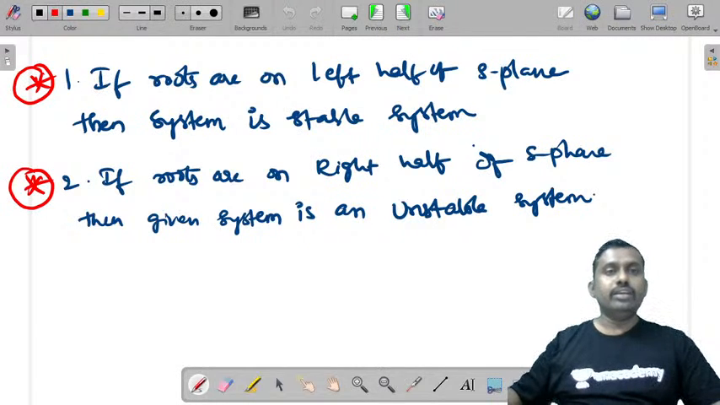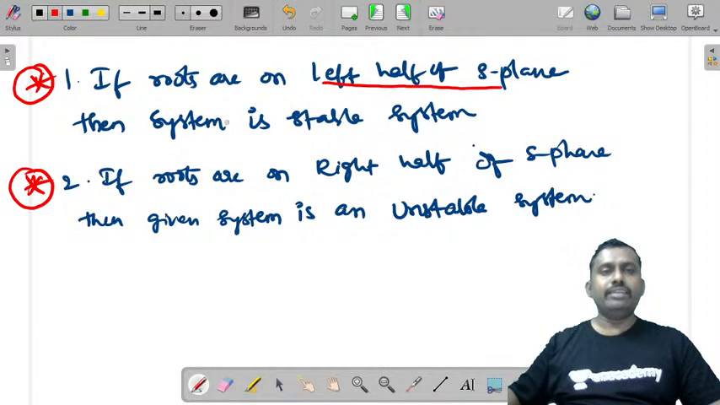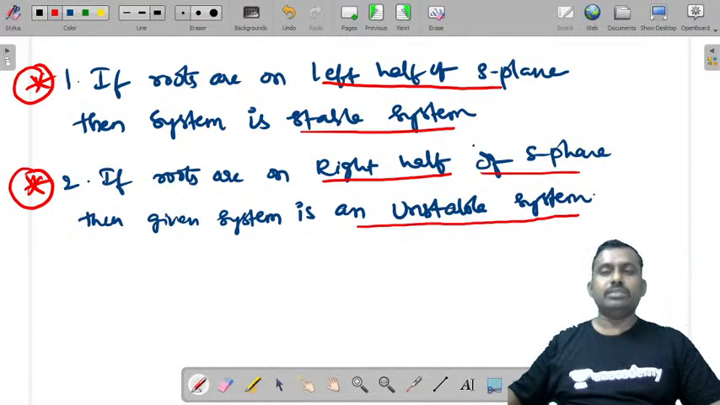These are the conclusions. If the roots are on the left half of the s plane, then the system is a stable system. If the roots are on the right half of the s plane, then the system is an unstable system. If at least one root is on the right half of the s plane, then the system is an unstable system. Hope you are clear with this. I'm moving on to the next one.